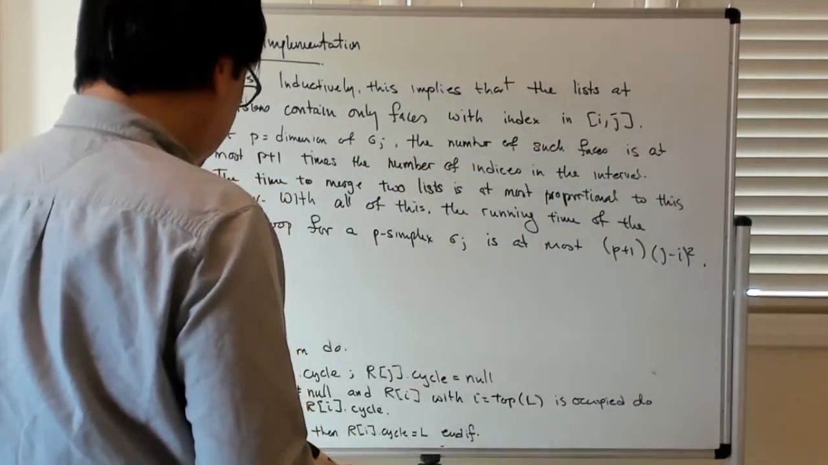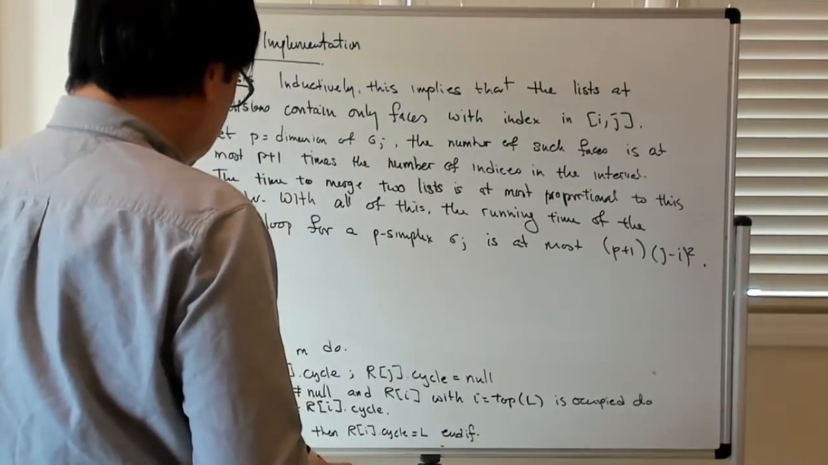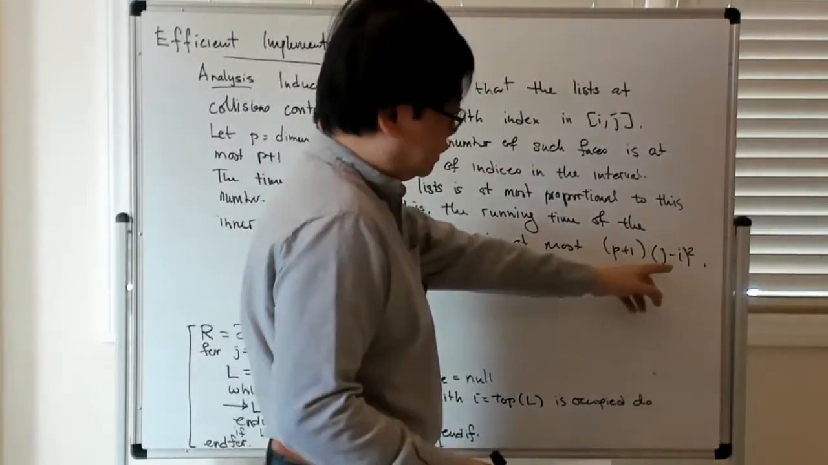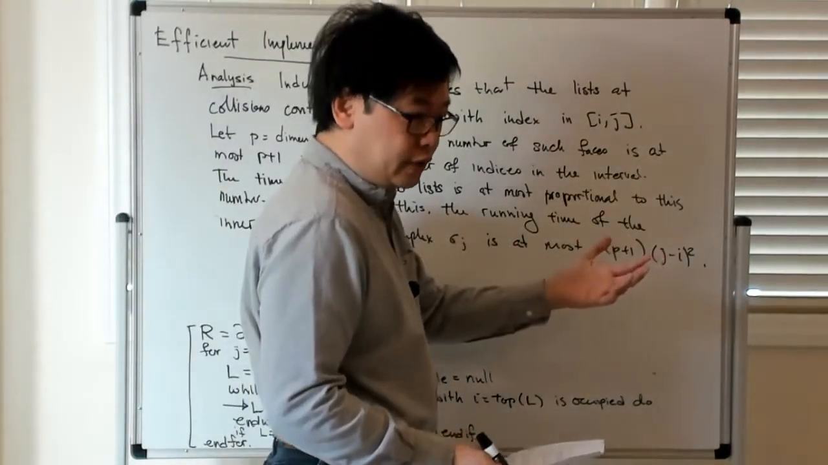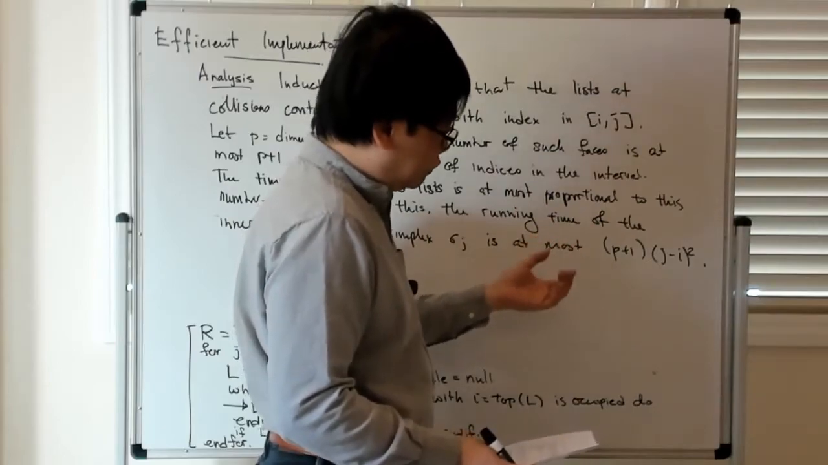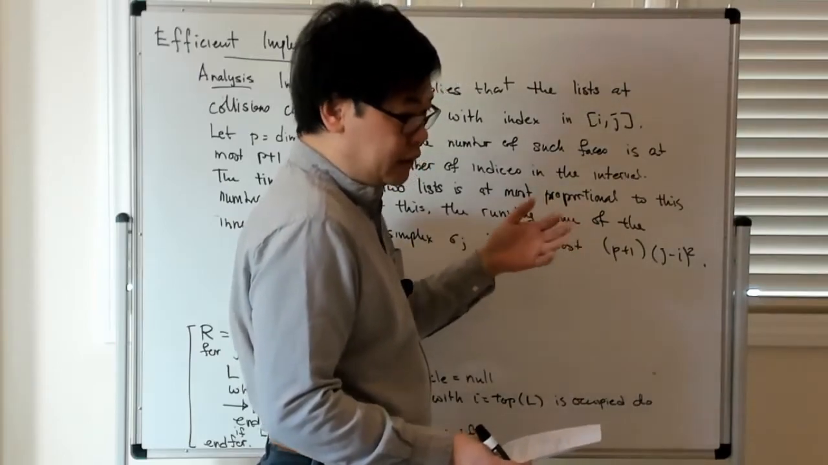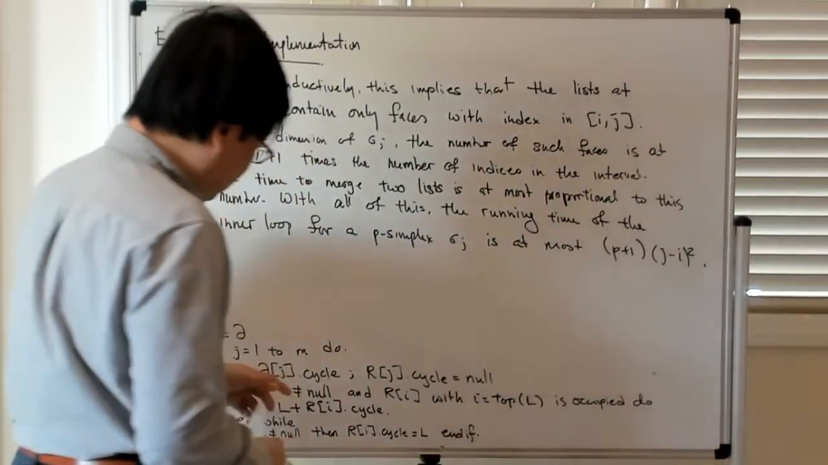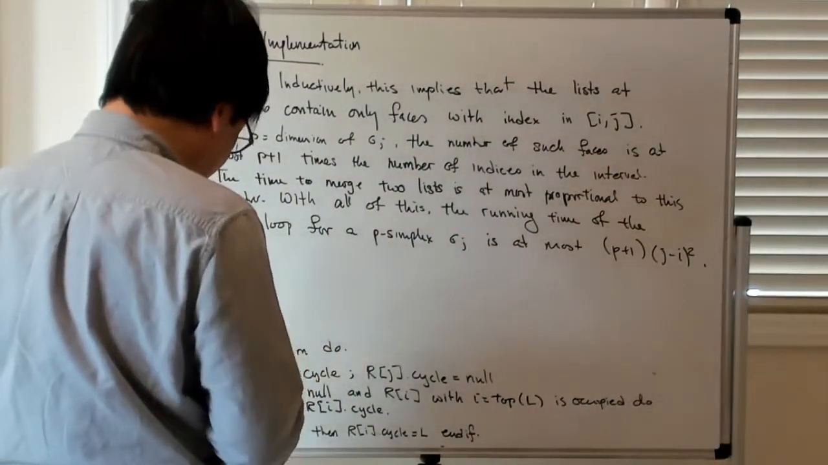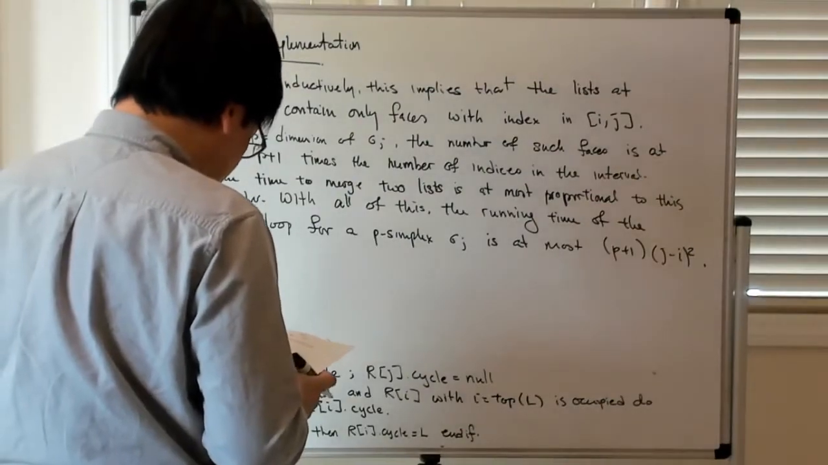Okay, all right. So this has to do with a factor j minus i coming from the upper bound on the number of collisions you can have, and then a factor of p plus 1 times j minus i coming from the bound on the length of the linked list. So that's where all this is coming from.